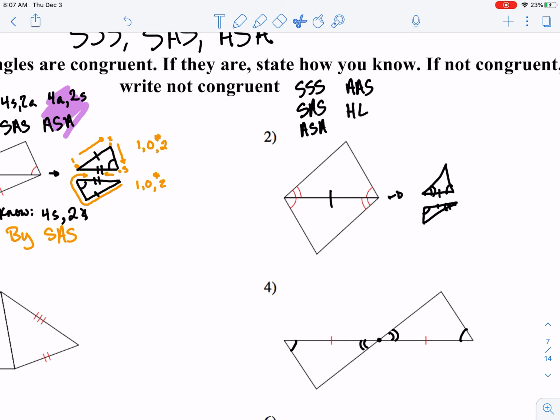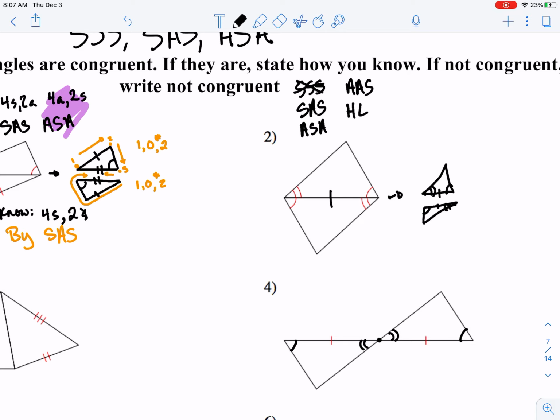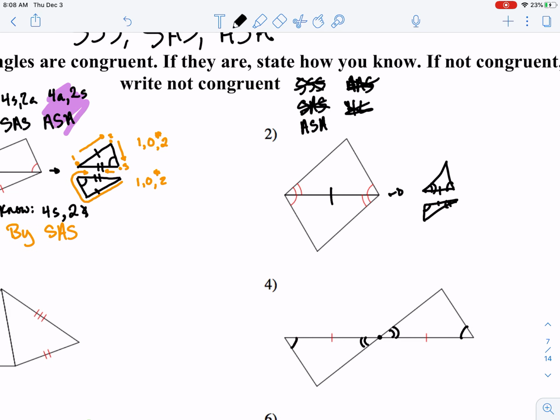All right, so on this, I don't know all 6 sides. So I know it's not side, side, side. I only know 2 sides. It's not right triangles because I don't have the right angle sign. The side that I know is in between 2 angles with congruent measures. So angle, side, angle. So congruent by angle, side, angle.